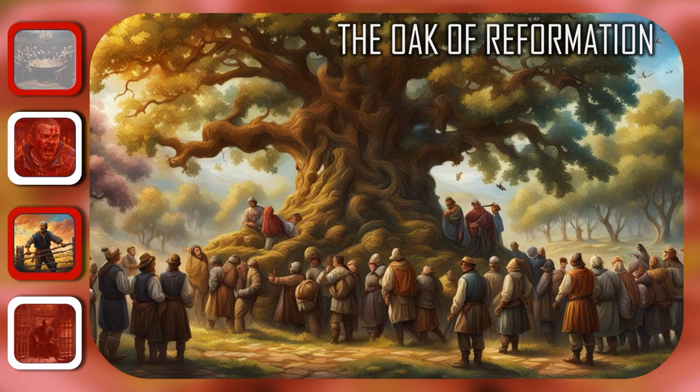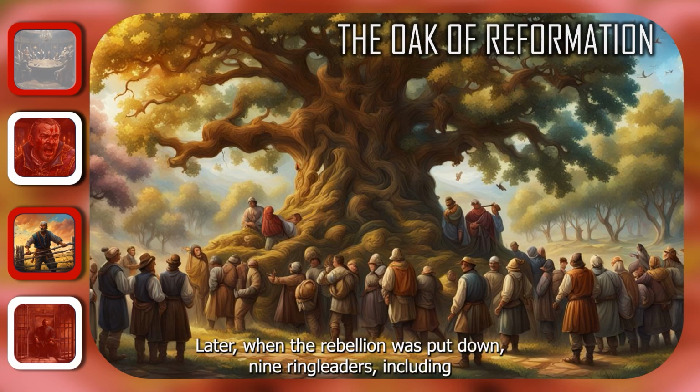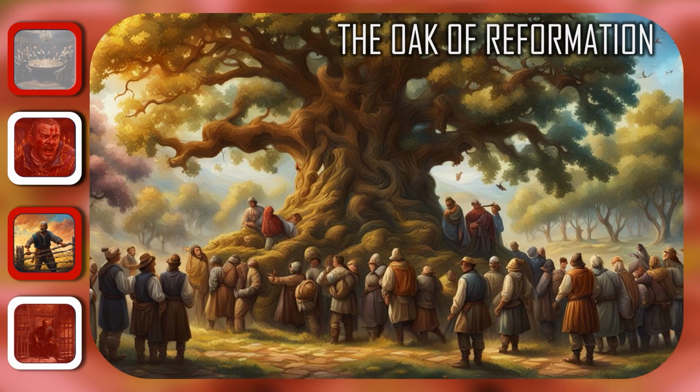landlords. Marxist historians have seen this as further proof of revolutionary action in a class war. Later, when the rebellion was put down, 9 ringleaders, including Kett, were hanged from the oak tree as a symbol of their defeat.